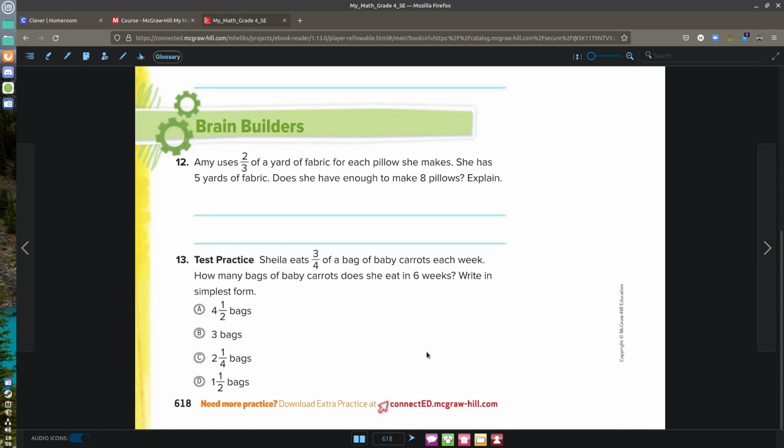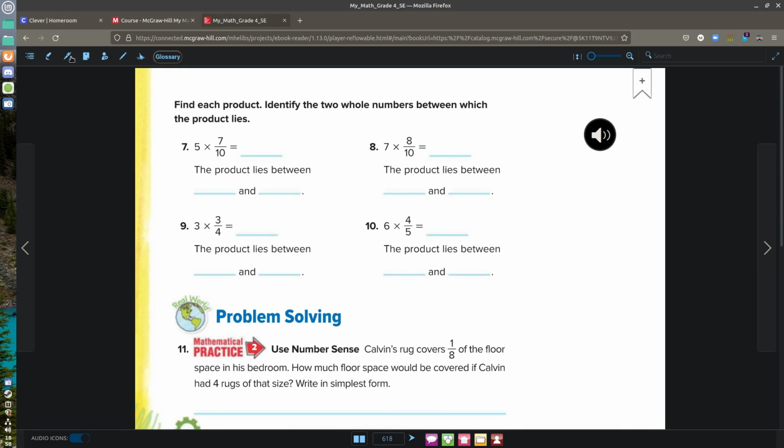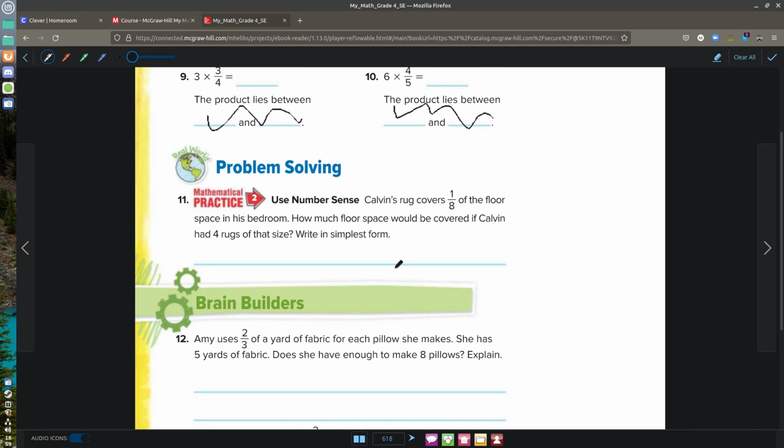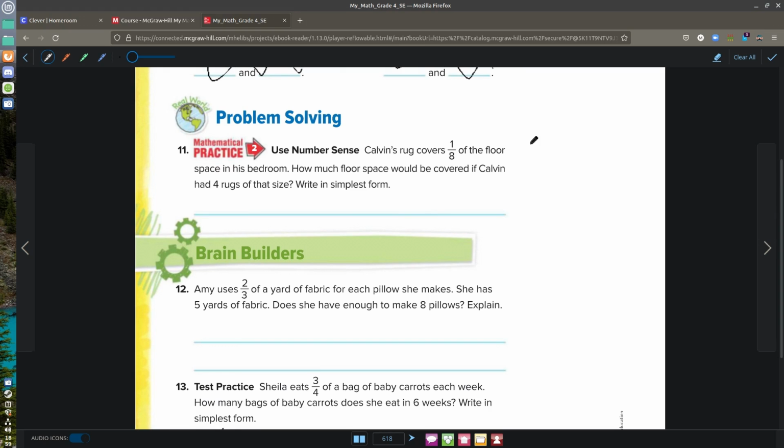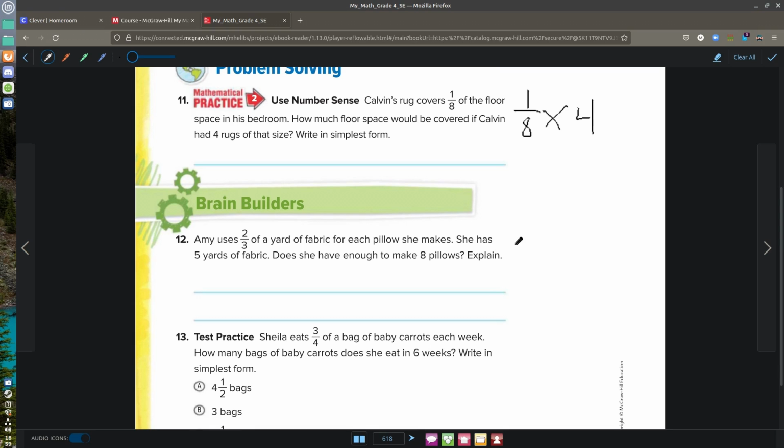Okay, so let's look at the back. Okay, so we're not going to do this part of the question, but we are going to do numbers 7, 8, 9, and 10. Okay? Okay, 11 would just be doing 1/8 times 4. Number 12 would be 2/3 times 5. And then number 13 would be 3/4 times 6.